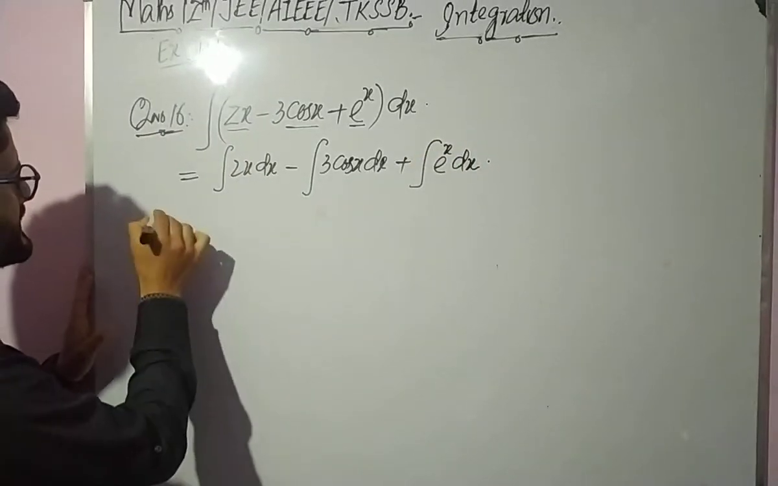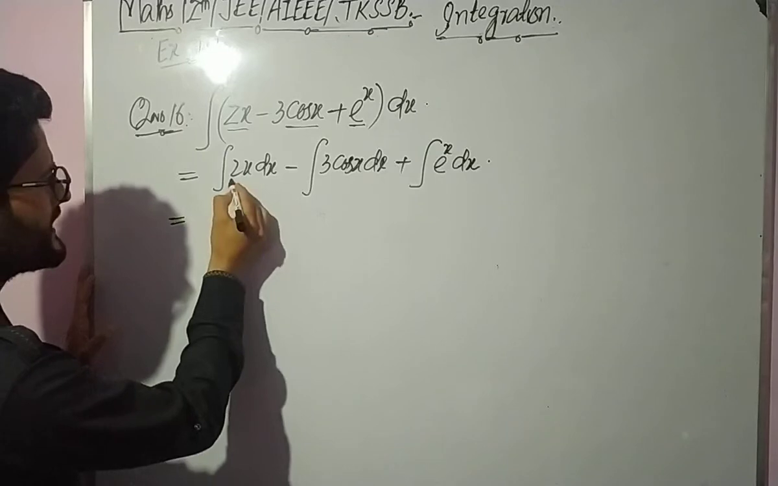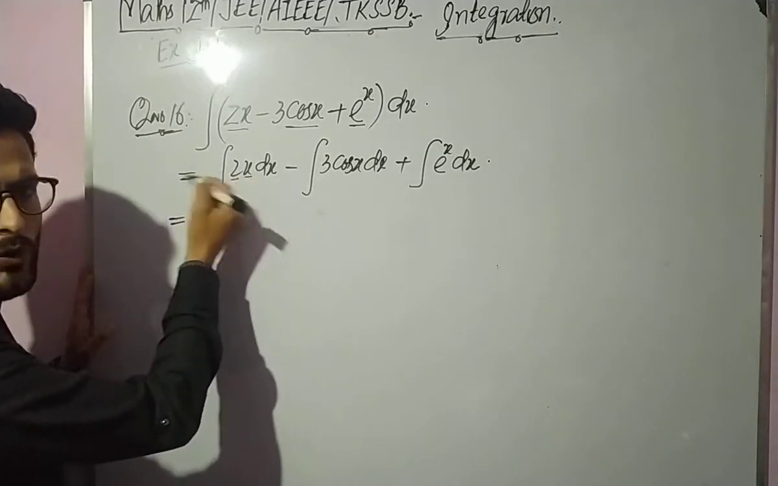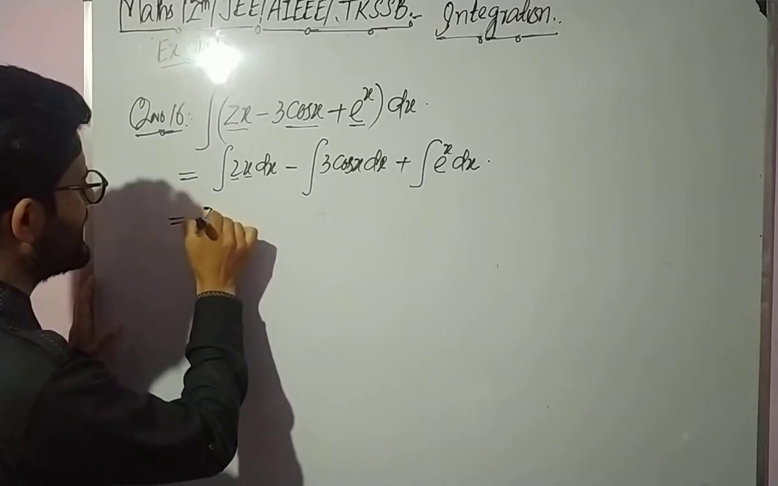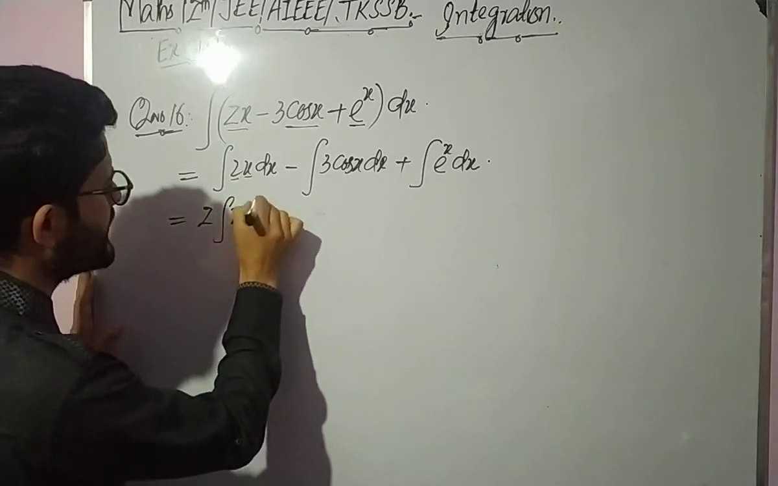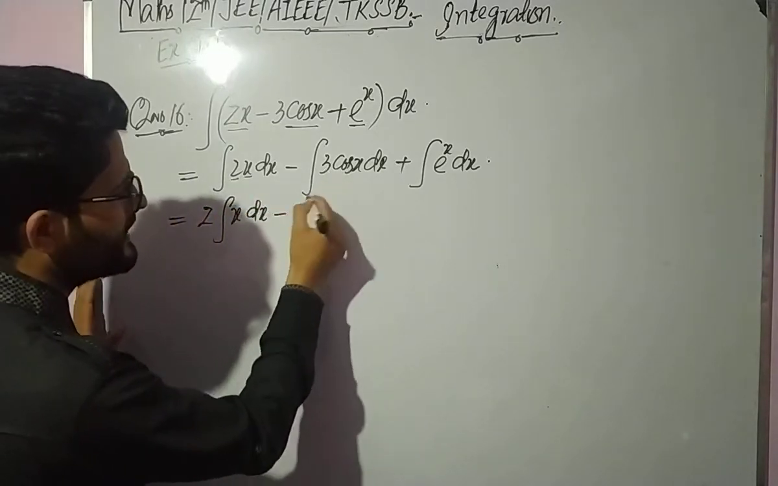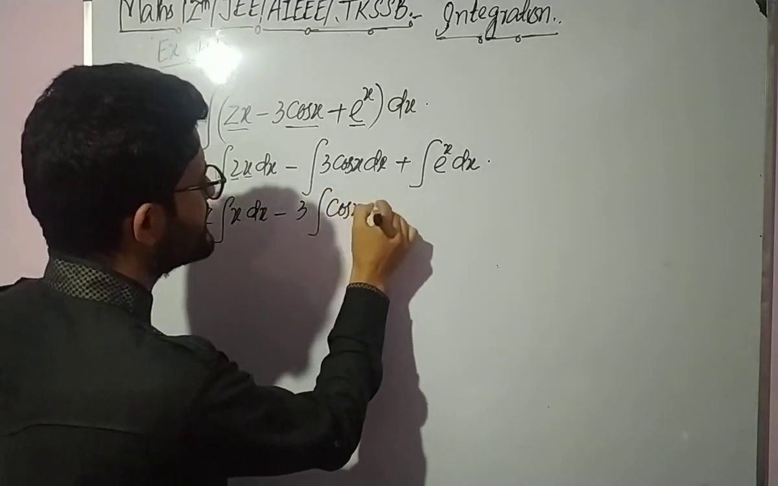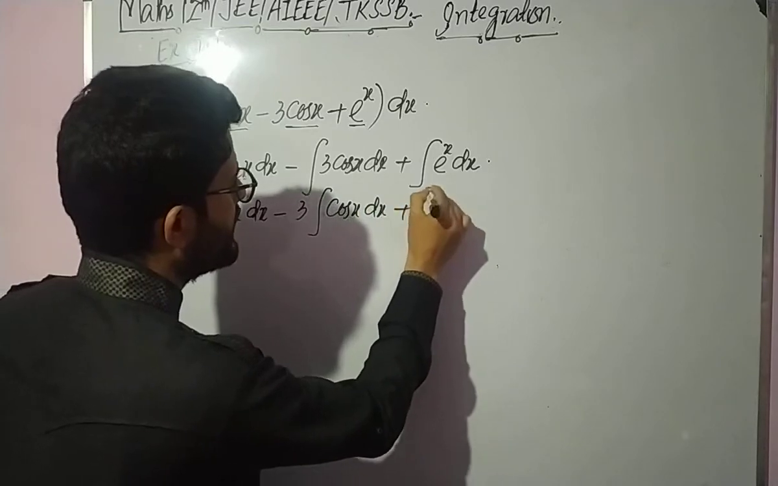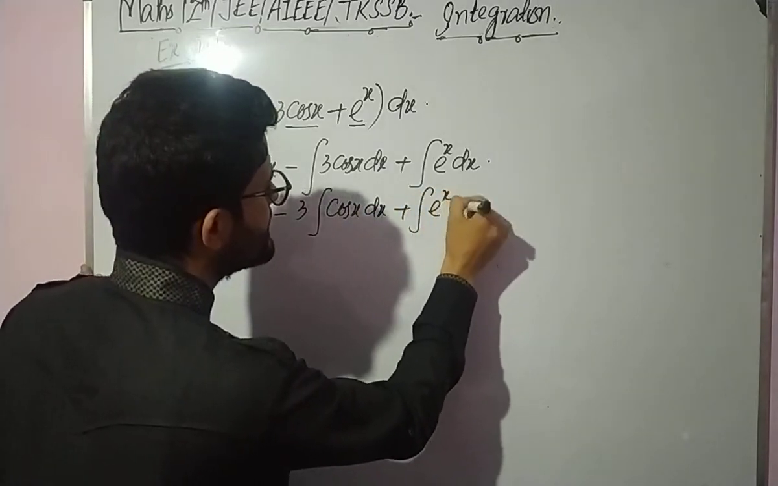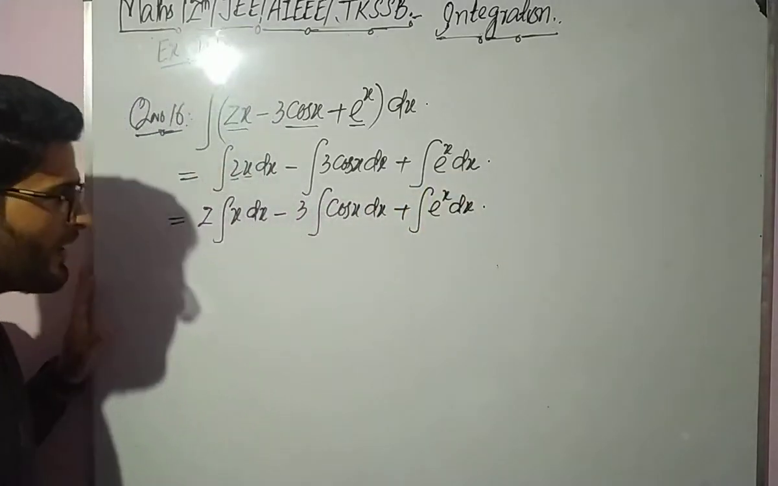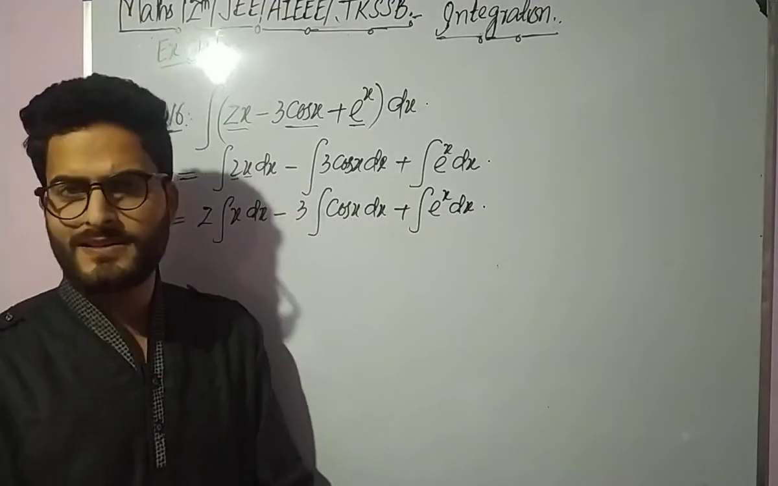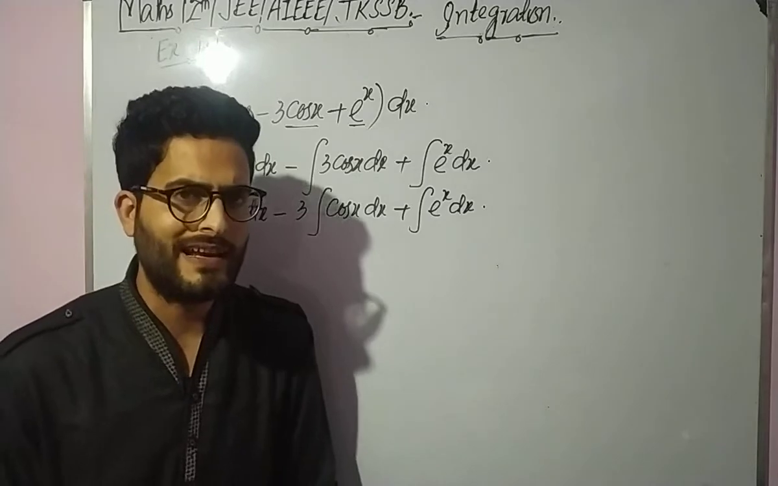Clear? This can be further written as: 2 is a constant, a scalar multiplied with x, it will come out of the integral. So 2 times integration of x dx, minus 3 is again a constant, will come out of the integral, so integration of cos x dx, plus integration of e power x dx. Now all three integrands are in the standard form. When they are in the standard form, we can easily find their integrals.